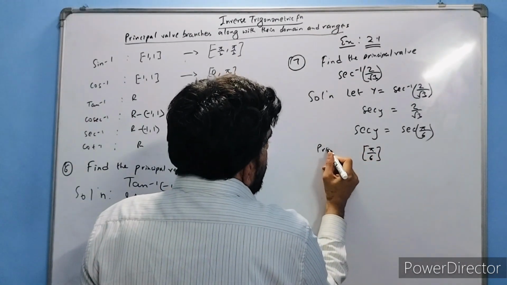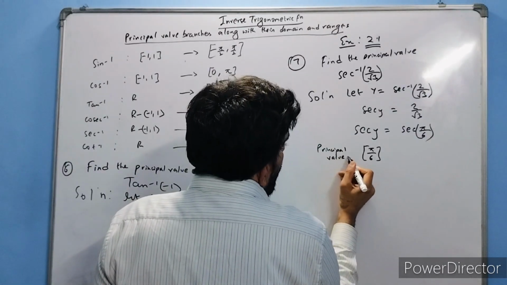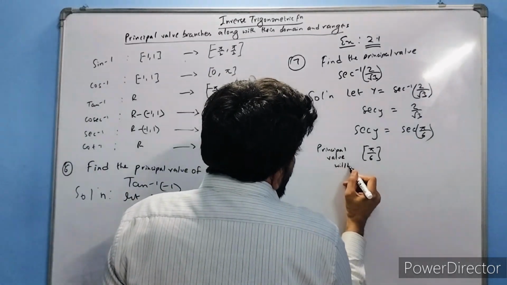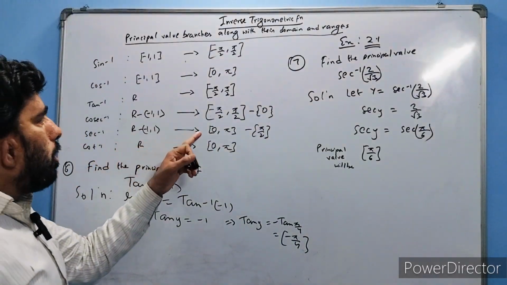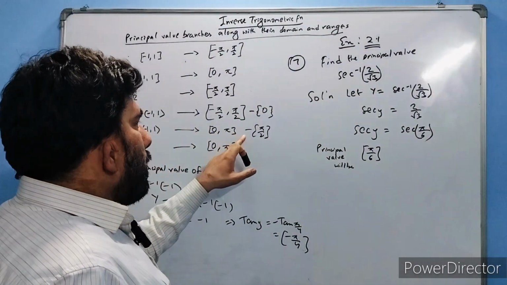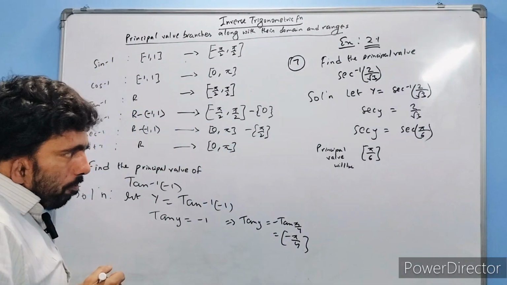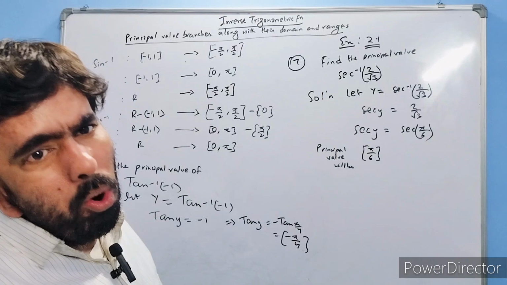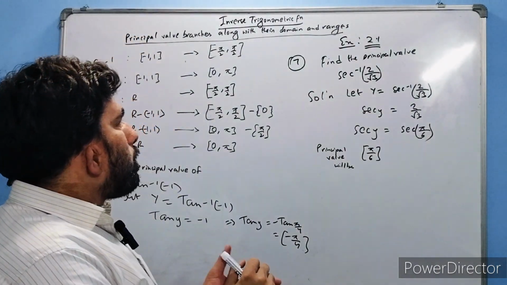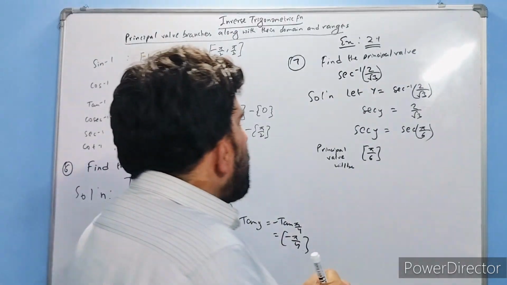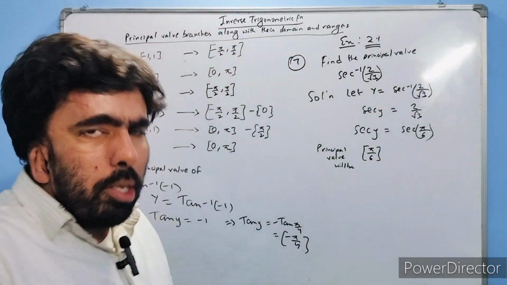Its principal value will be pi upon 6. As we all know, its range is 0 to pi, but it does not include pi by 2, because cos 90 is 0, and the reciprocal of 0 is not defined. That is why it does not include this value. So this is the principal value of sec inverse 2 upon root 3.